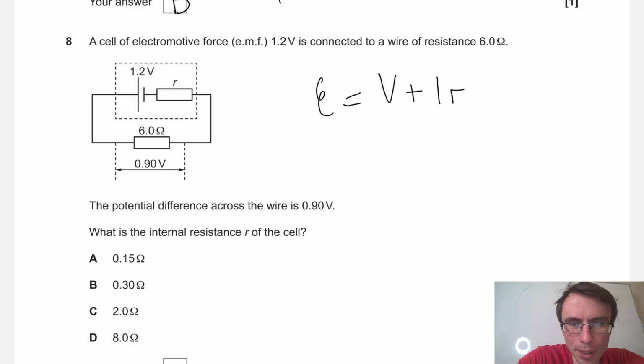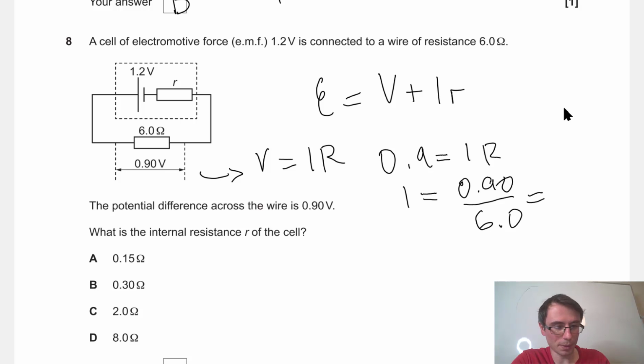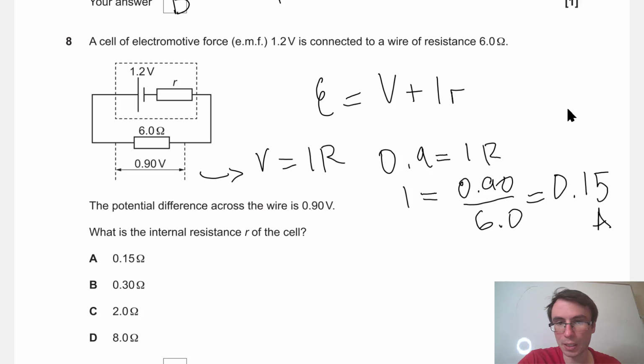Well, we can figure out the current from here. So I'm just going to say V is equal to IR, and 0.9 is equal to I times 6. So I will be 0.90 divided by 6.0, which is just going to be 0.15 amps, like that. Now we've got the current in the circuit.